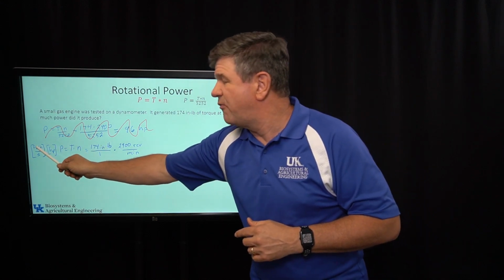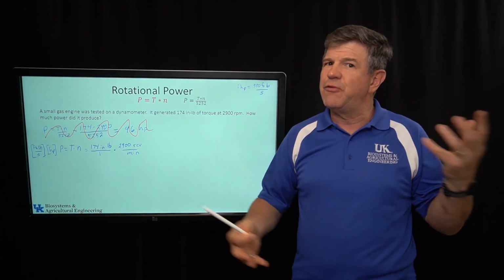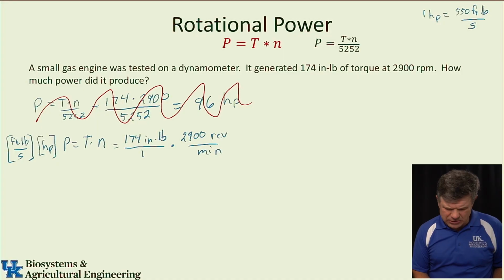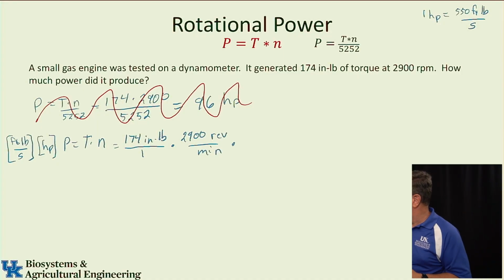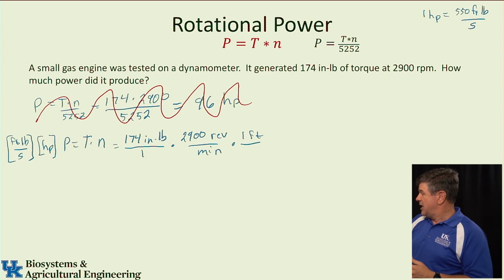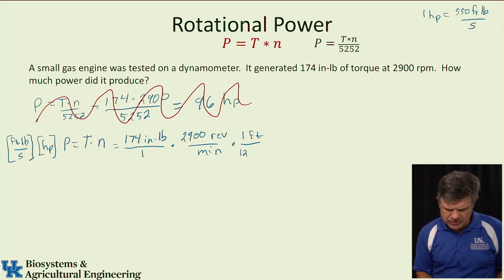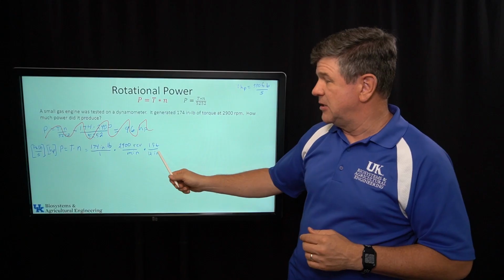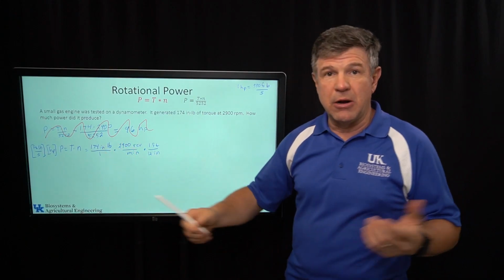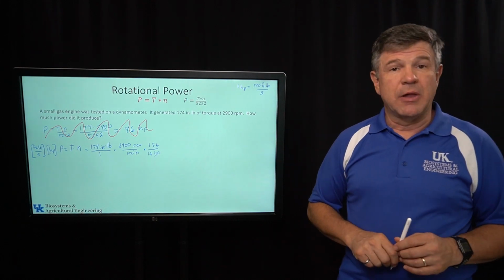I want feet, and I've got inches. How many inches in a foot? 12 inches in a foot, right? So how do we do that? I want to get rid of the inches and have foot left over on the top. So I'm going to put 1 foot on the top, because that's what I want, and 1 foot is equivalent to 12 inches. Now I've got inches in the denominator and inches in the numerator. They're going to cancel off. So inches is gone, and now I'm left with feet on the top.